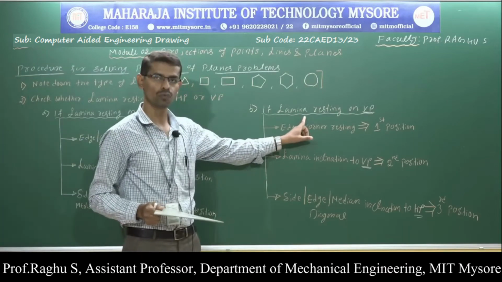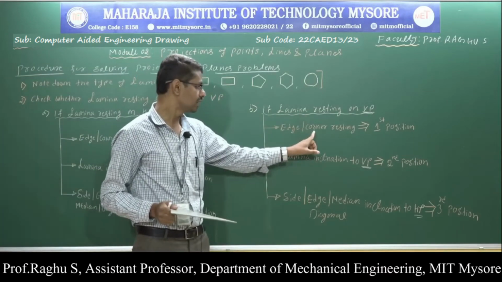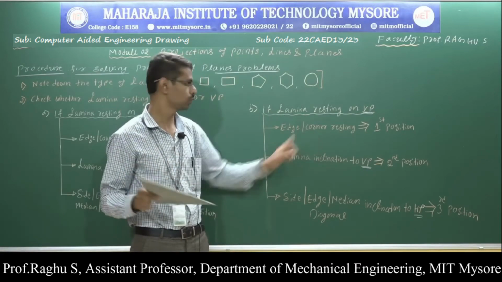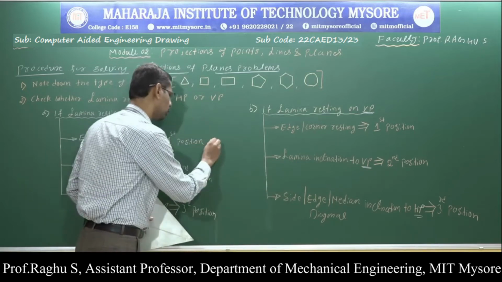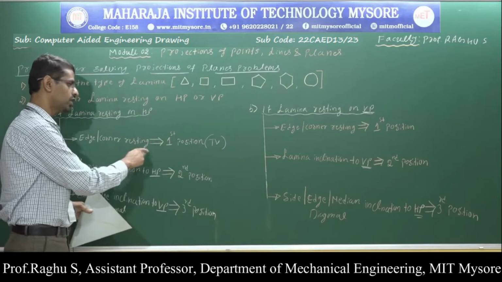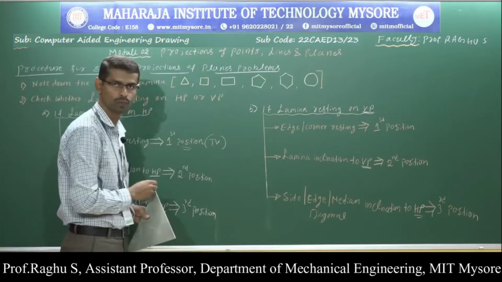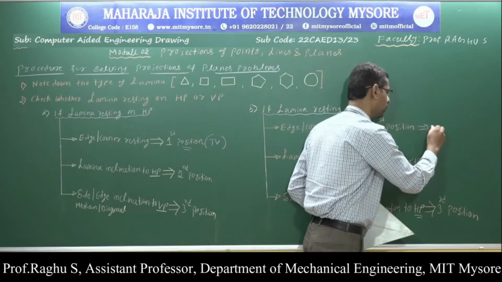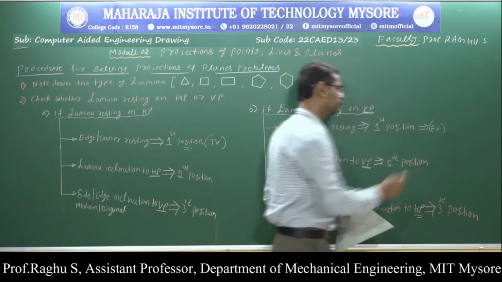When the lamina is resting on VP, note down the edge or corner resting condition; it is used for drawing the first position front view. When the lamina is resting on HP, the edge or corner resting condition is used for drawing the first position top view. When the lamina is resting on VP, the edge or corner condition is used for drawing the first position front view.